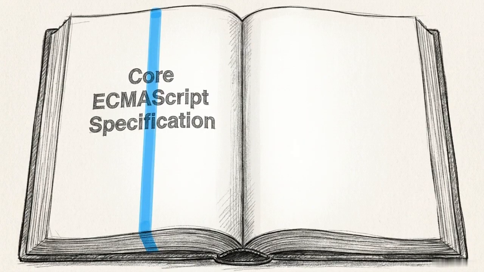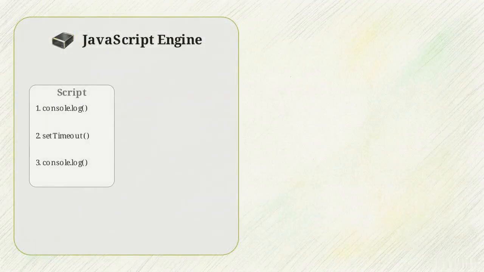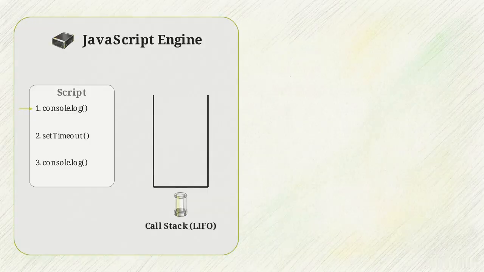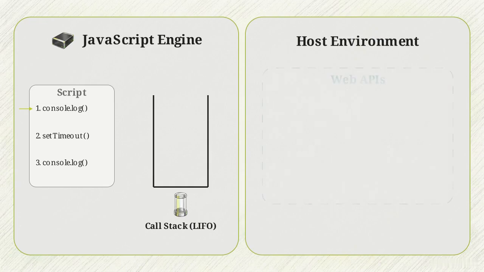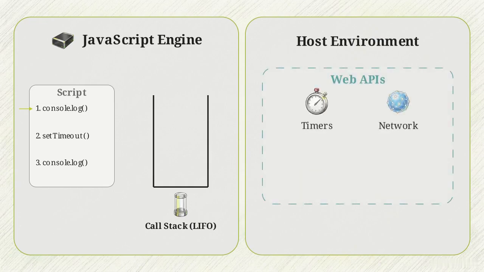JavaScript is strictly single-threaded. There are no native asynchronous features built into the core language specification itself. Inside the engine, operations run on the last-in, first-out call stack. The engine processes only the topmost frame. To bypass this bottleneck, JavaScript relies on its host environment, like a browser, to provide external APIs for background operations.